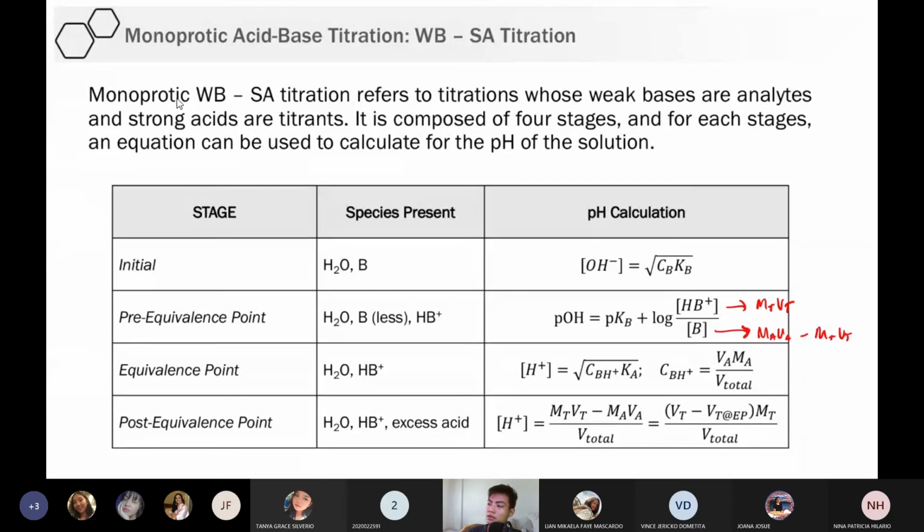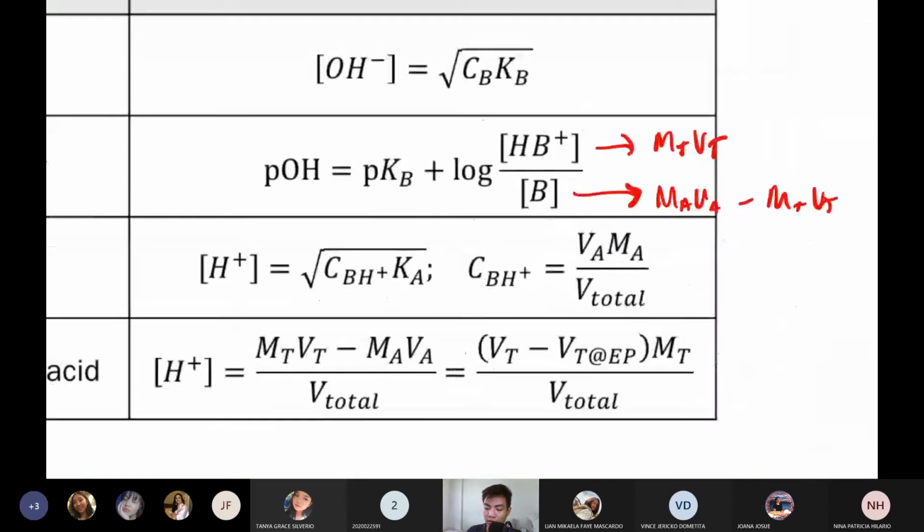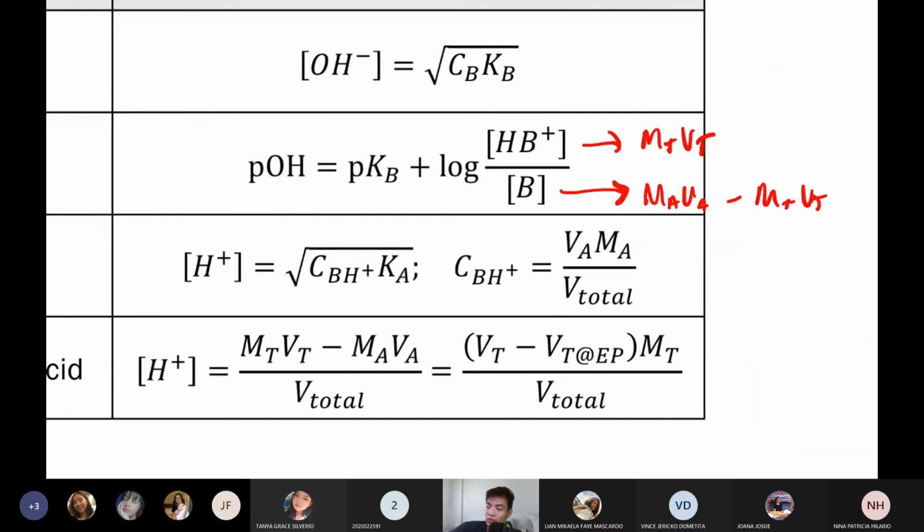Equivalence point, what happens here is that all of the base is converted now to the conjugate acid, no? So all of the base is converted to the conjugate acid. Okay. So to express the concentration of the conjugate acid, that is the amount of the base divided by the total volume. Bakit? Kasi sabi natin at equivalence point, the amount of base is equal to the amount of the conjugate acid, no. Doon na siya fully converted to the conjugate acid. Kaya we use this equation.